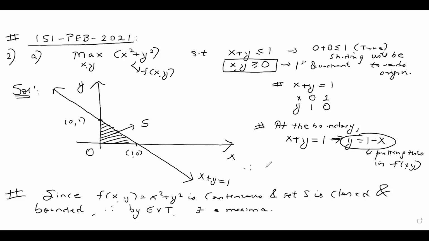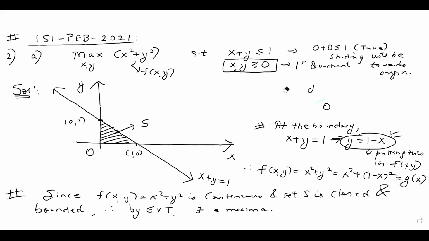I get everything in terms of x, so I can write that f of x comma y will be equal to x square plus y square. But what is y, guys? 1 minus x. So let me call this g of x, because we have got it entirely in terms of x now. So I erase this particular part and I can write that my g of x is equal to x square plus (1 minus x) square.